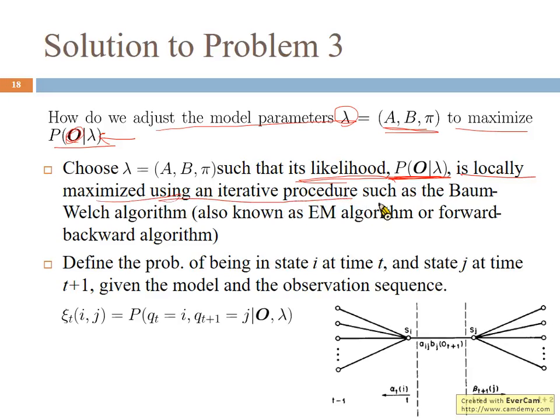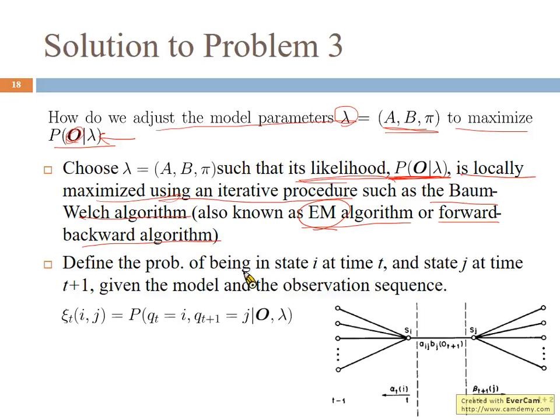And this iterative procedure is called the Baum-Welch algorithm. It's also known as the EM algorithm or forward-backward algorithm. The most well-known name may be the EM algorithm. And the concept of this algorithm is not only used in hidden Markov model training. It has been widely used in many model training. So how do we do that?